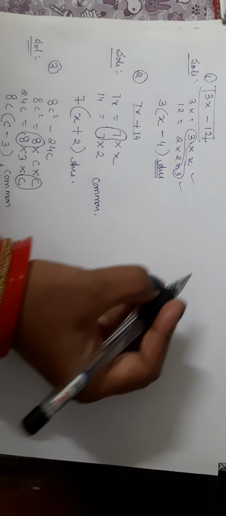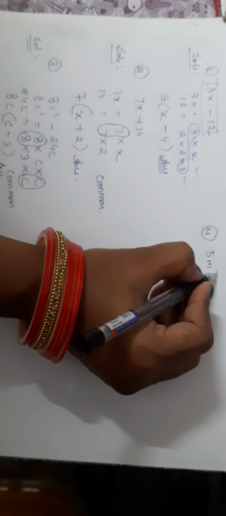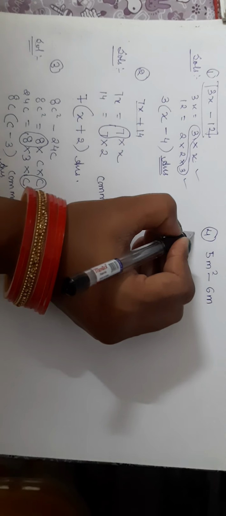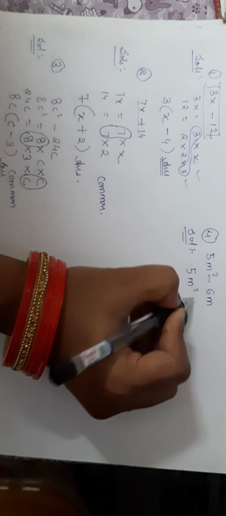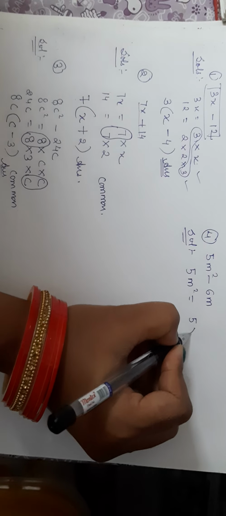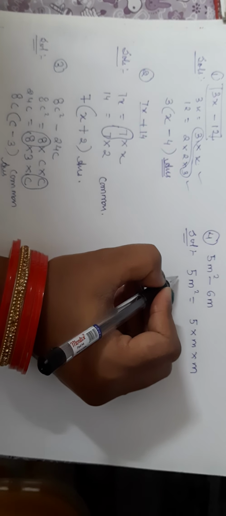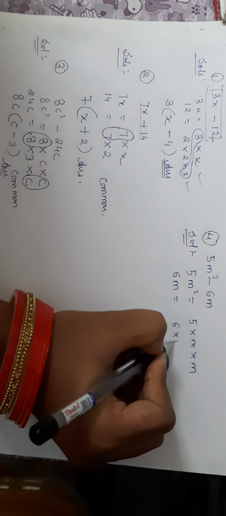Now the next question here is, let's take 5m square minus 6m. So first write down the factors for 5m square. It can be written as 5 into m into m, and from here what can you write? 6m. So the factor for 6m will be 6 into m.